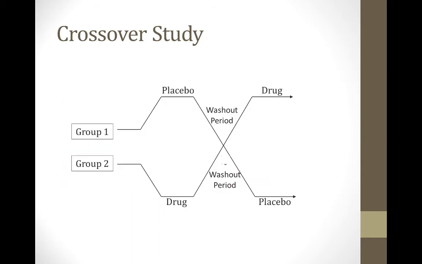So this is a picture of the design of a crossover study. So Group 1 would get the placebo up here and then go through a washout period and then get the drug, and Group 2 would get the opposite. And so you can compare the groups of placebo to the drug just like usual here, but you can also compare the patients to themselves. And this is what helps to eliminate confounding and bias in crossover studies.